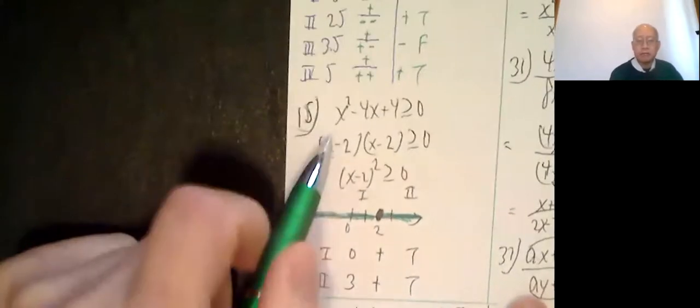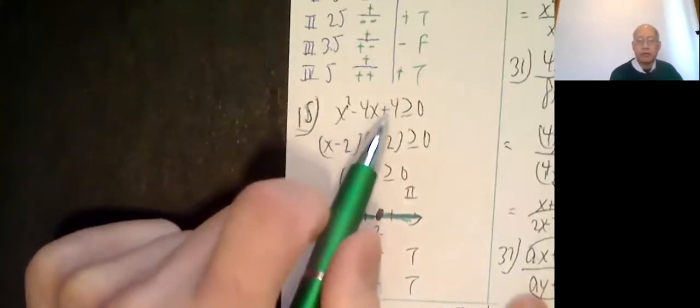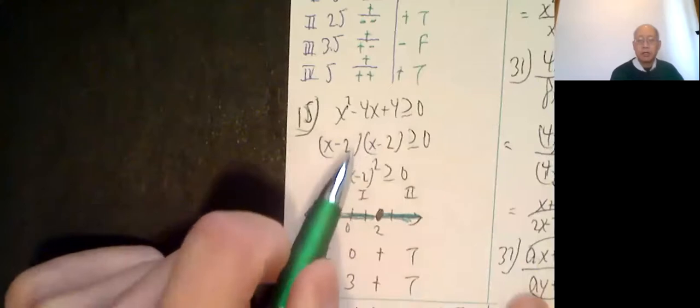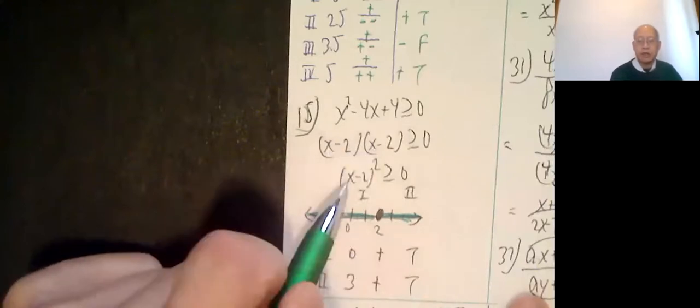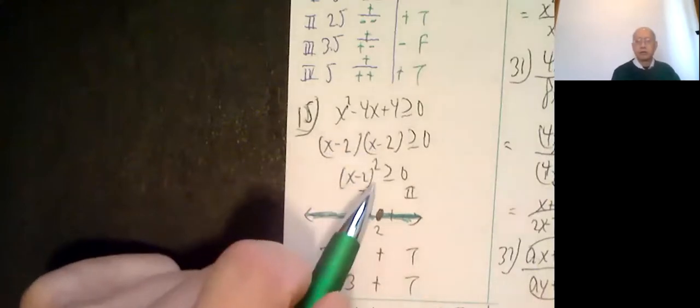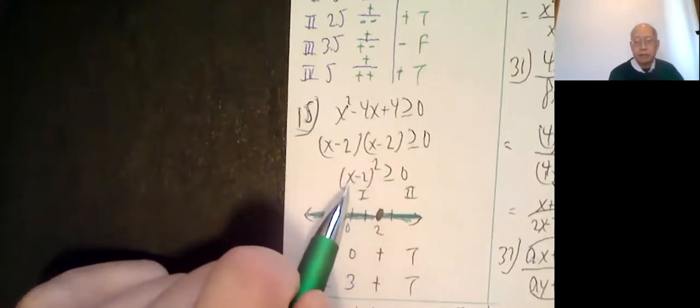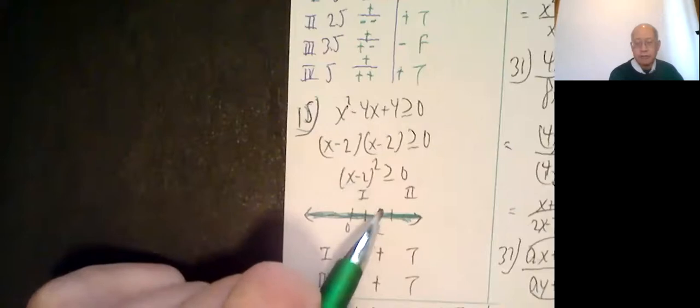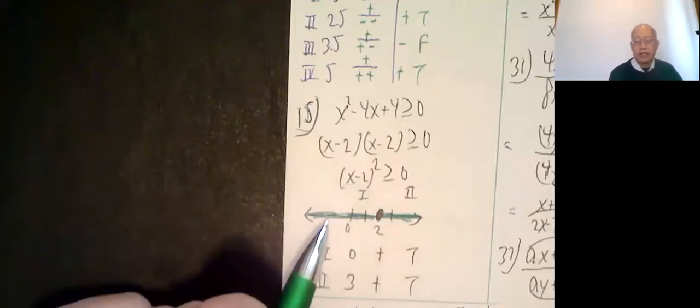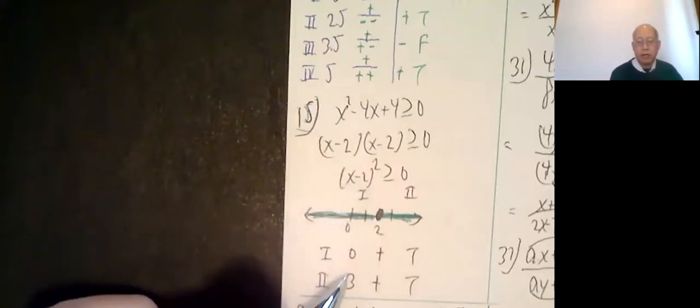Last one, 15. x squared minus 4x plus 4 is greater than or equal to 0. This factors into x minus 2 squared greater than or equal to 0. Okay, so ordinarily I would say lay down the 0 of the function, which is 2. That's fine. Okay, and pick something over here like 0, something over here like 3.